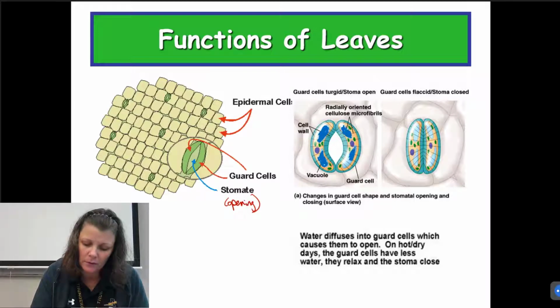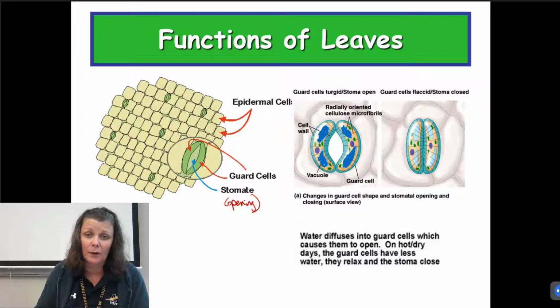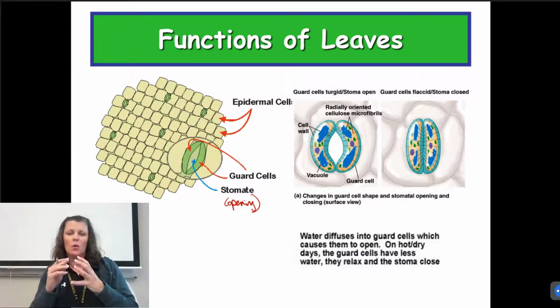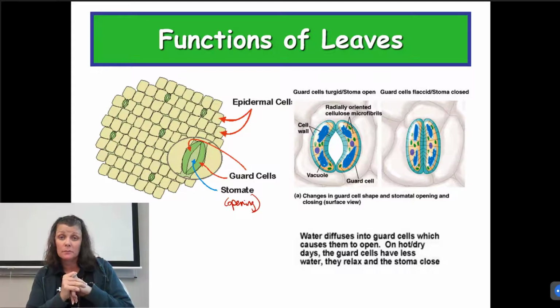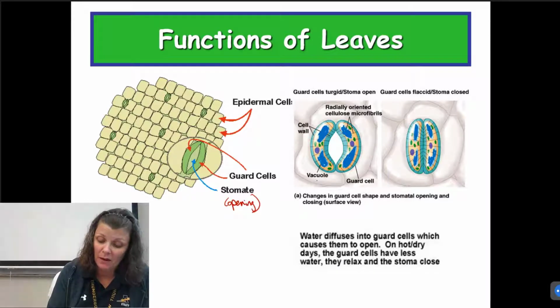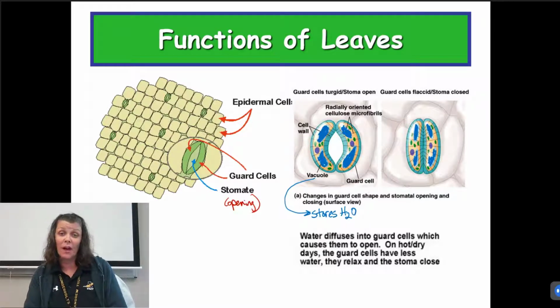Okay, so here's what the vacuoles look like with an open stomate. And here's what the vacuoles look like with a closed stomate. Which vacuoles look bigger? The ones with the open stomate. Well, what's the purpose of a vacuole? A vacuole stores water. That's its job.